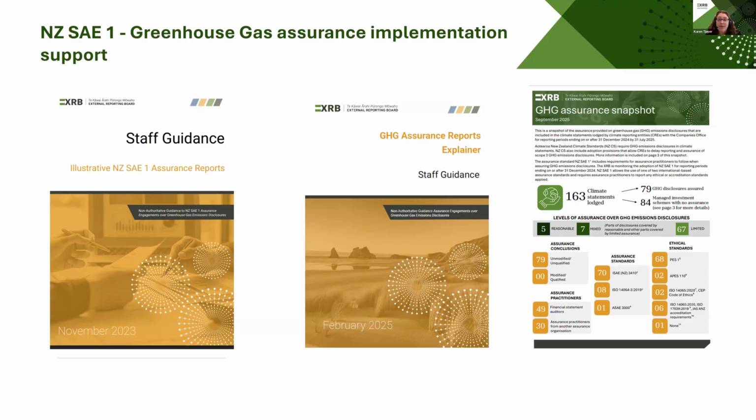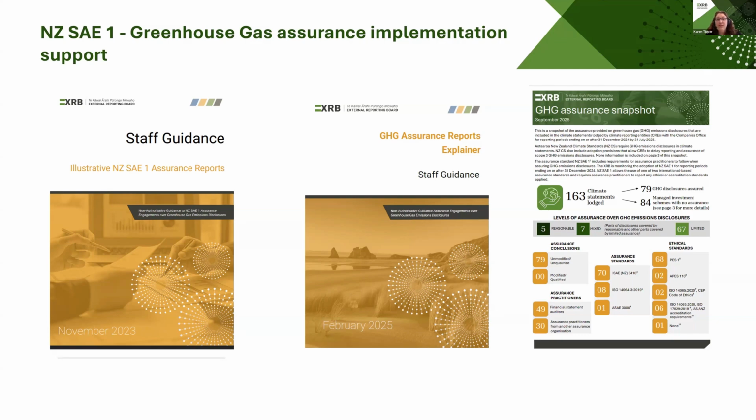The examples included within the staff guidance are examples of limited assurance reports and reasonable assurance reports. There are also reports for both of the 2 international standards that are allowed under NZSAE1. So there are reports under ISO 14064 Part 3, as well as under NZISAE 3410. There are also examples of the required communication tools such as key audit matters, as well as examples of other matters and emphasis of matter.